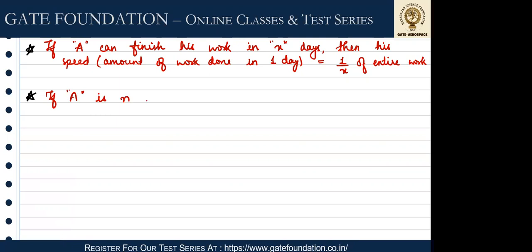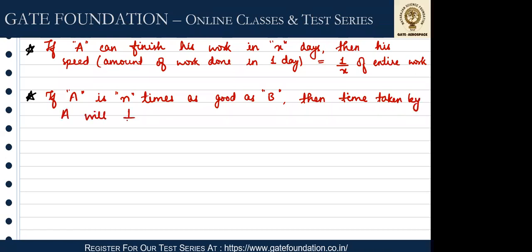If A is n times as good as B, right? Then time taken by A will be 1 by n times the time taken by B.